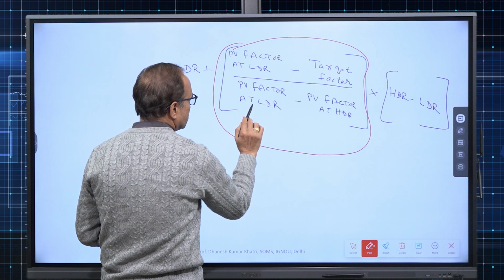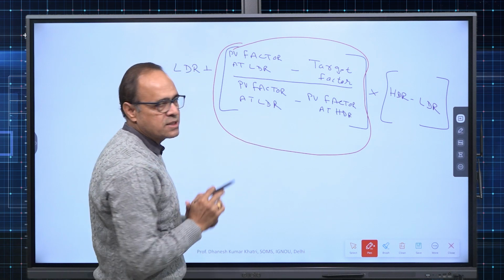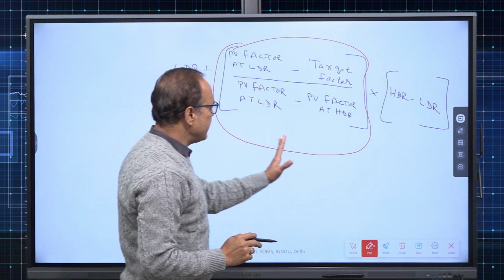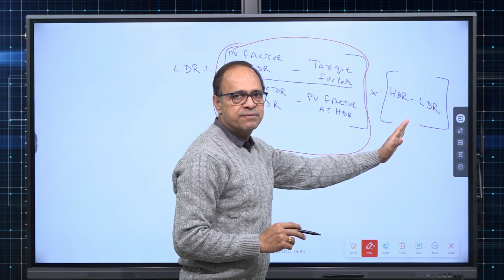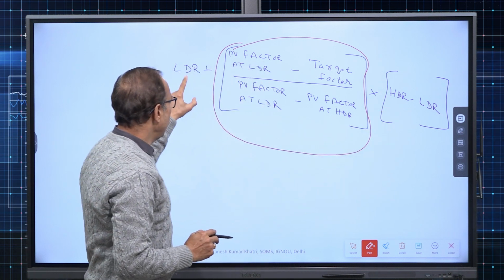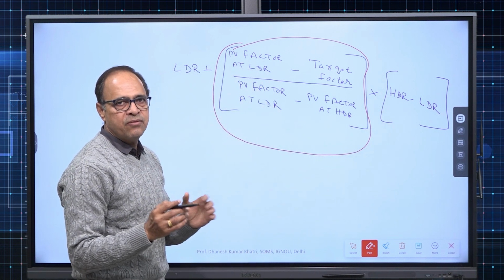Take the difference of these two, take the difference of these two, and some answer will come. Multiply that difference with this difference, and then whatever is the result, add it to this one. So, that is the way we will do it.